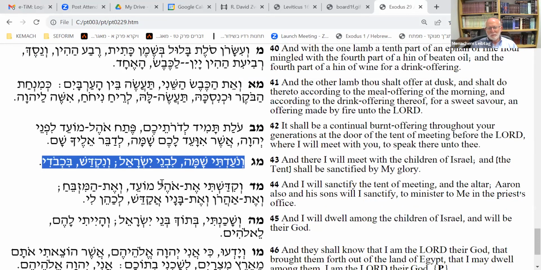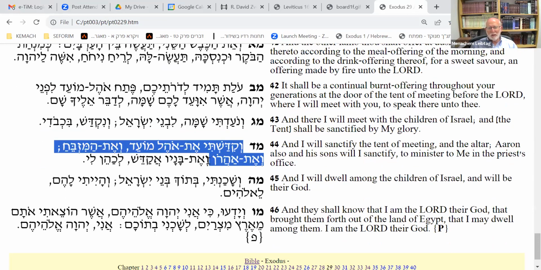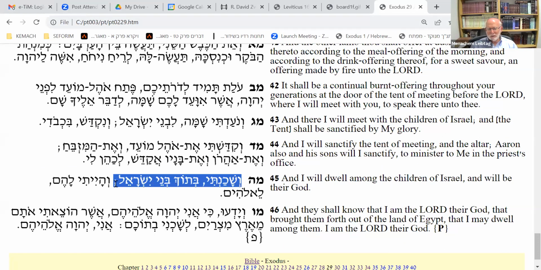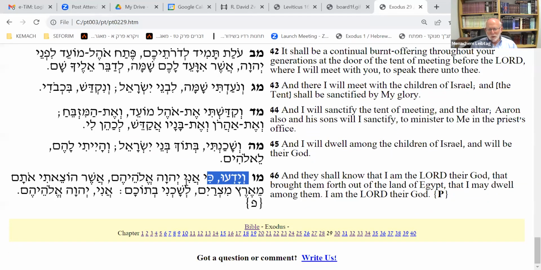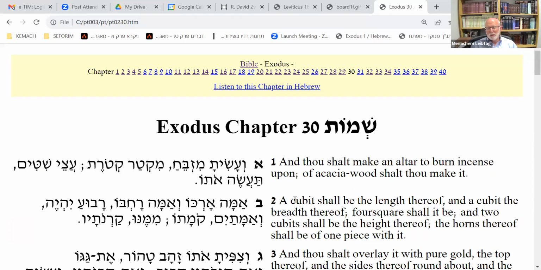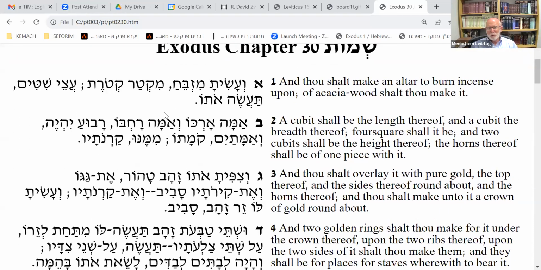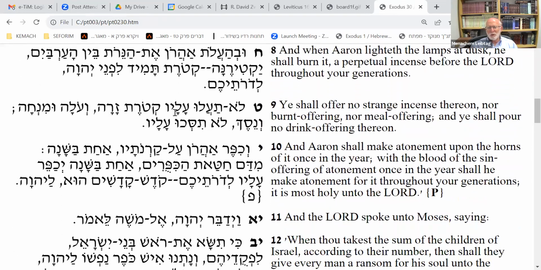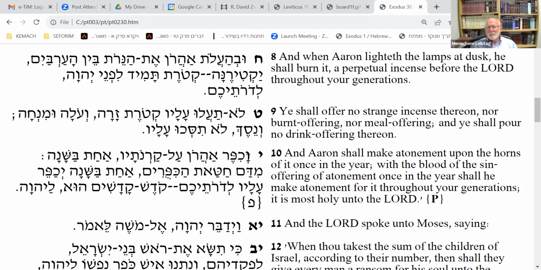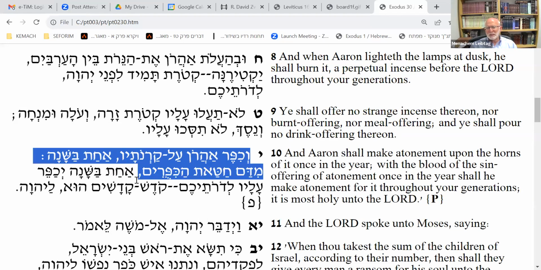God will meet Am Yisrael, and God will sanctify the Moed, Aaron and his sons. V'shachanti b'toch b'nei Yisrael, v'hayiti lahem l'Elohim, that's Brit Milah, Brit Sinai. V'yadu, that everyone will know that I'm Hashem, your God. I took you out of Egypt to dwell among you. I'm Hashem, your God. And then, once I have the Shekhinah, now I need protection or a reminder that the encounter with the Shekhinah is important. And therefore, I need the Mizbach HaKetoret, which puts up a smoke screen, a buffer between God and his people. But what's important with the Mizbach HaKetoret, what are we told? Here's the key, pasuk yud: v'chiper Aharon al karnotav achat bashanah mi'dam chatat hakippurim.